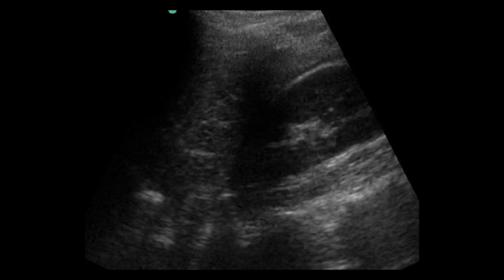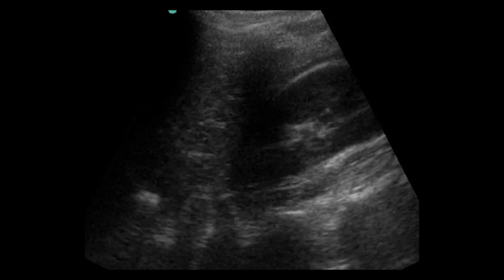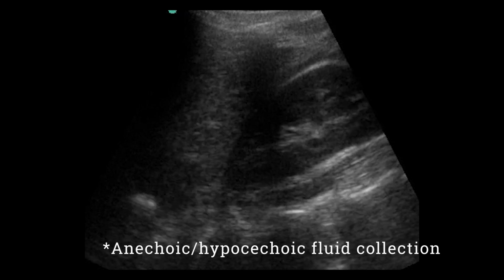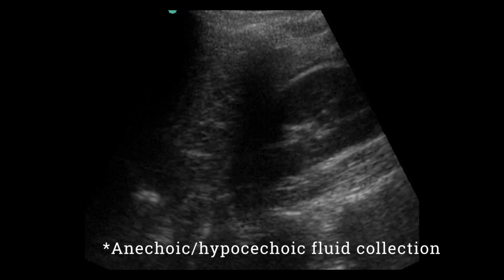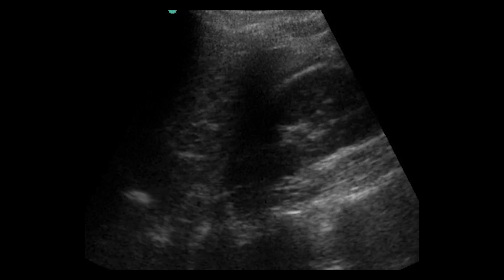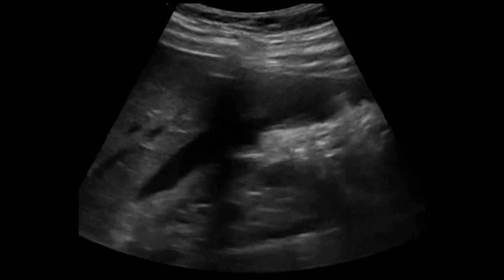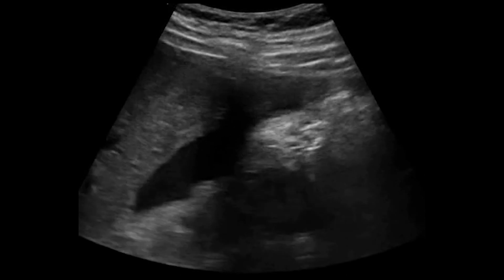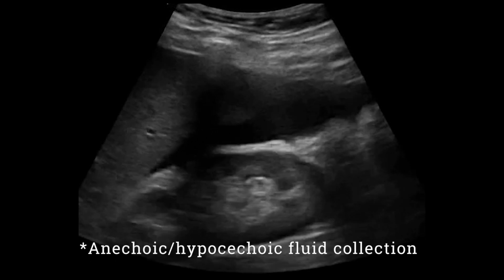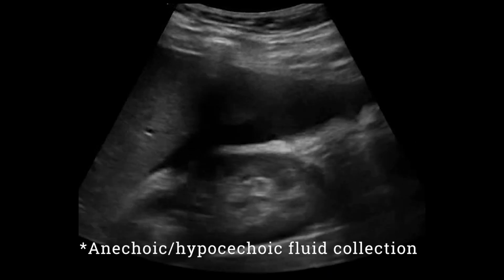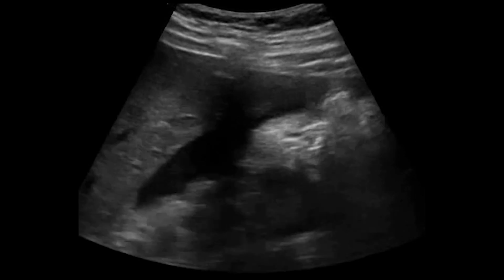In this second example, we see a more subtle positive right upper quadrant FAST exam. There is a collection of hypoechoic fluid between the right kidney and the spleen. Rib shadows are making it challenging to see the entirety of the interface between the kidney and liver on this view. On this last example, we see another very clear presentation of a patient with a positive right upper quadrant with hypoechoic fluid collected between the liver and right kidney. Notice the sweeping motion of the ultrasound probe as it cuts through the kidney.